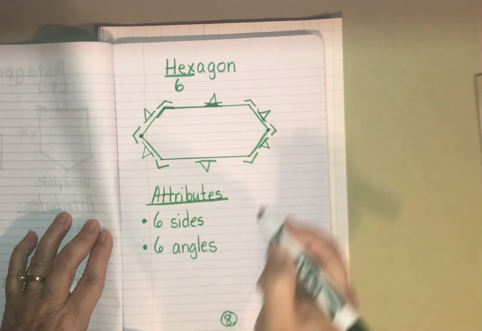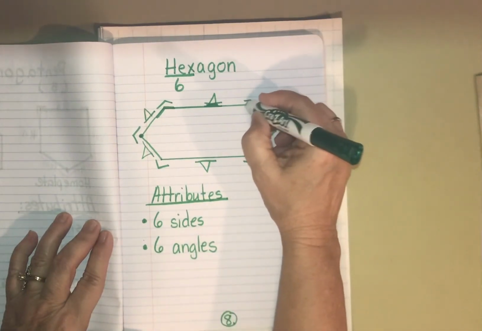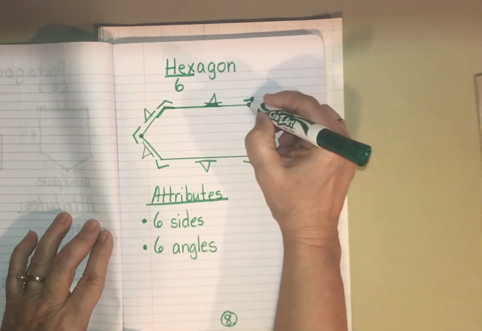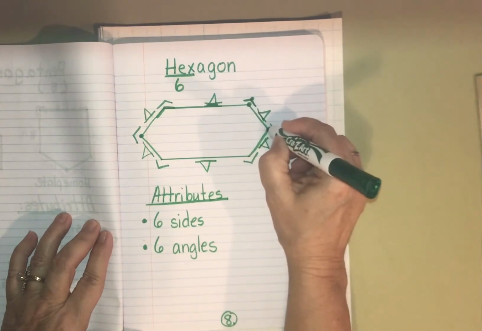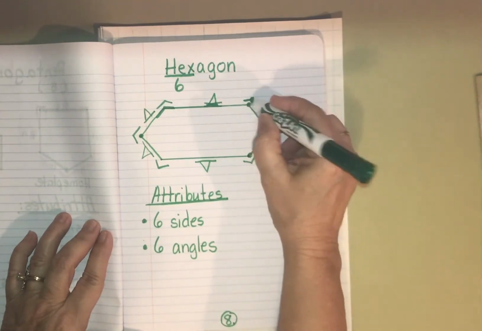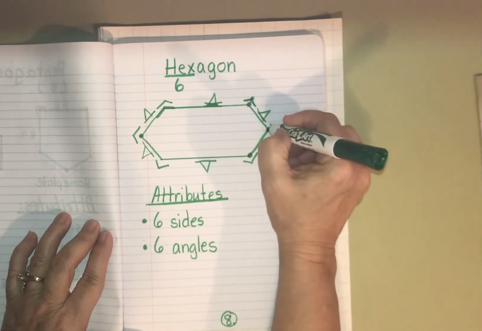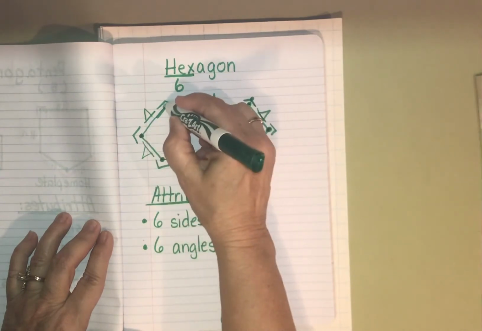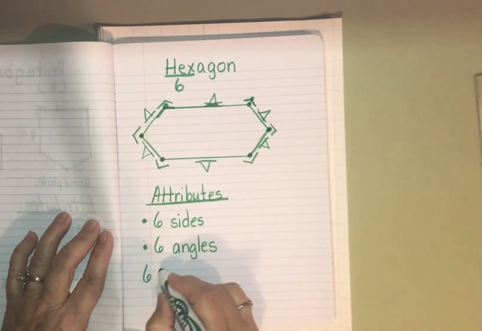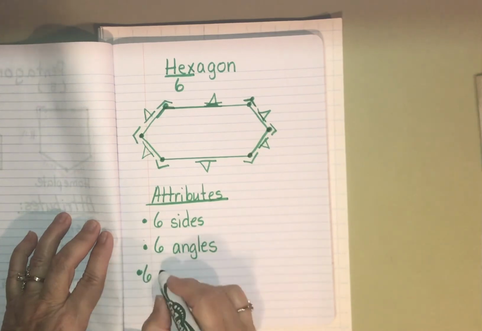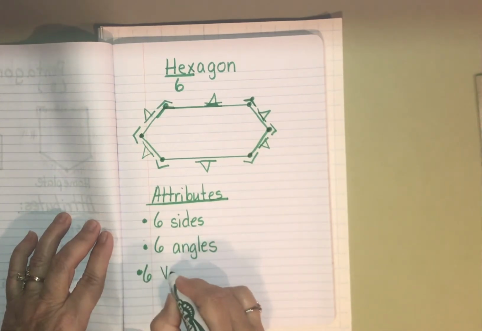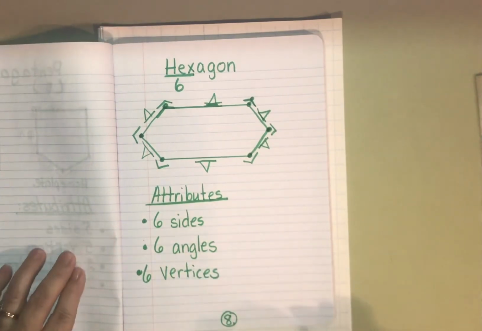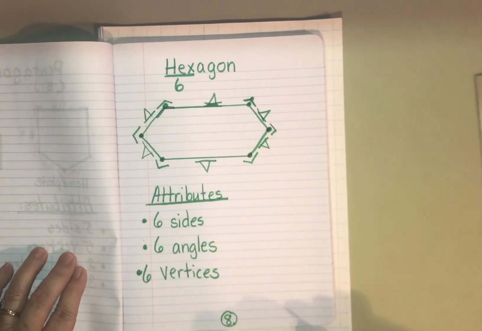Okay, and then if each angle comes to a point, the 2 lines meet, that's called the vertex, but because we have more than one, then we have vertices. So let's go ahead and put points on each of the vertex. 1, 2, 3, 4, 5, and 6 vertices. Oops, that should have been a point, sorry, or a bullet. 6 vertices for our hexagon.